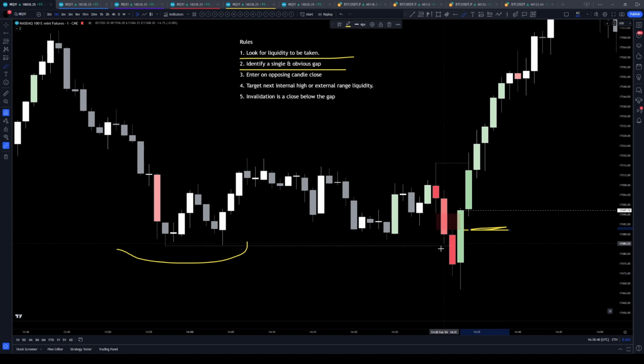But as you can see, this is a fantastic setup. We take the liquidity, we invert this gap, and then we start moving up with momentum. So really, really good way of playing this one.